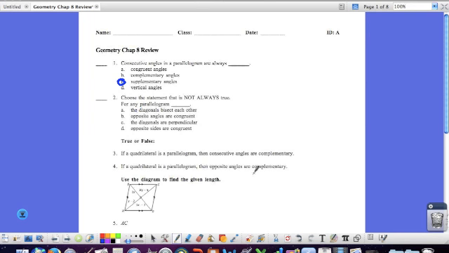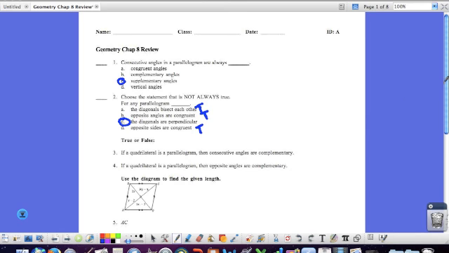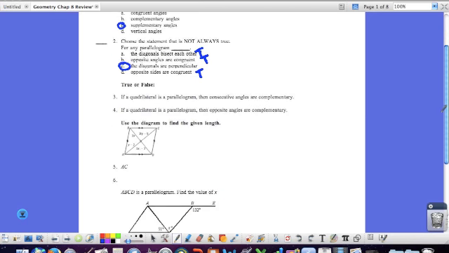Number 2, choose the statement that is not always true. Well, for any parallelogram, the diagonals do always bisect each other. The opposite angles are always congruent. The opposite sides are always congruent. The diagonals are perpendicular. That is not always true of a parallelogram. That is true of a rhombus, but a rhombus is only one type of parallelogram.